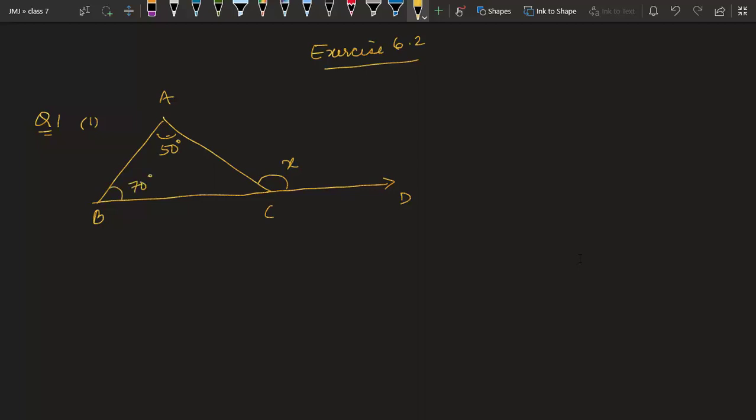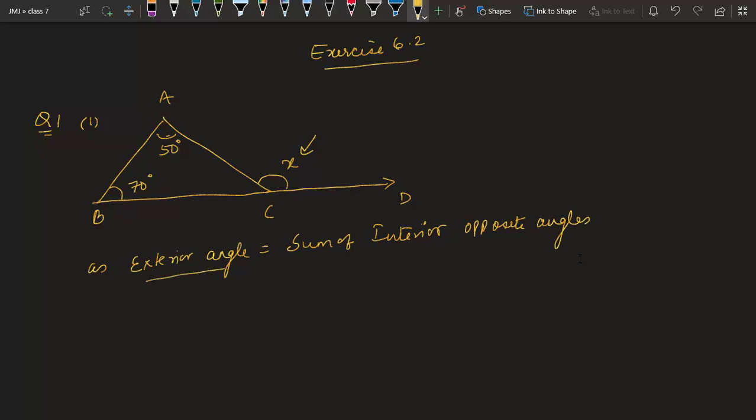So you are lucky because you know exterior angle property. Now you can easily find this angle x. It is exterior angle and we all know as exterior angle is equal to sum of interior opposite angles.